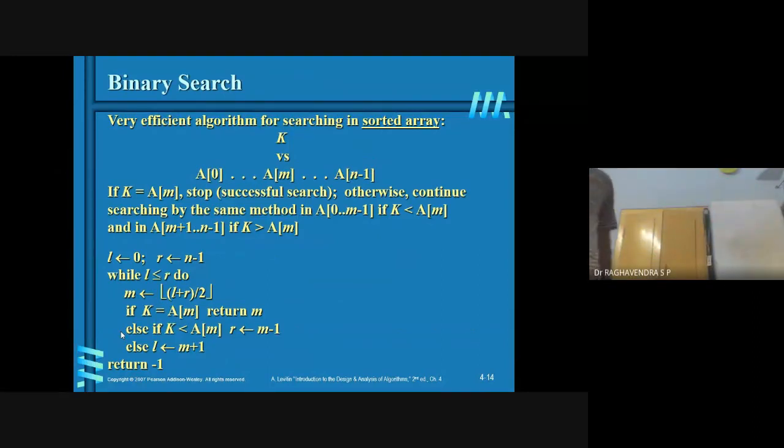So how will the binary search work? We have an array here once again. A of 0 to A of m minus 1 will be taken as an array. And this element, A of m, is what we call mid. A of m indicates mid.